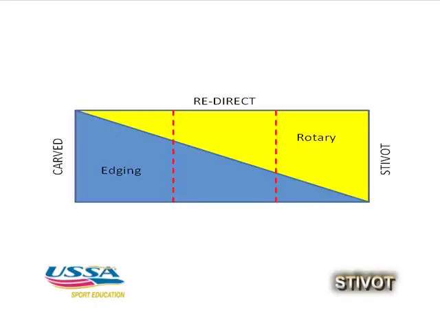These first three methods, carve, redirect, and pivot, may be viewed as a continuum, where edging is dominant on one side and rotary is dominant on the other. Large amounts of edging relative to the other skills will result in a more carved turn, while at the other end of the spectrum, rotary will be the dominant impetus for the pivot turns. You can also see in the middle that the turn that is redirected will contain varying amounts of edging and rotary.